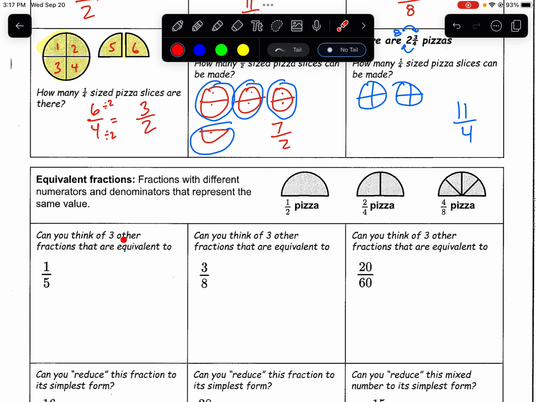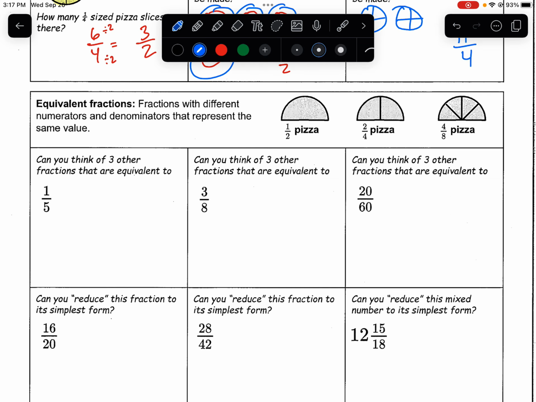So, can you think of 3 other fractions that are equivalent to 1/5? If you wanted to figure out equivalent fractions, you could either multiply the top and bottom by the same number or divide the top and bottom by the same number. So let's say I decide to multiply the top by 2 and the bottom by 2. I can get 2/10. I can multiply the top and bottom by 2 again, and I end up with 4/20.